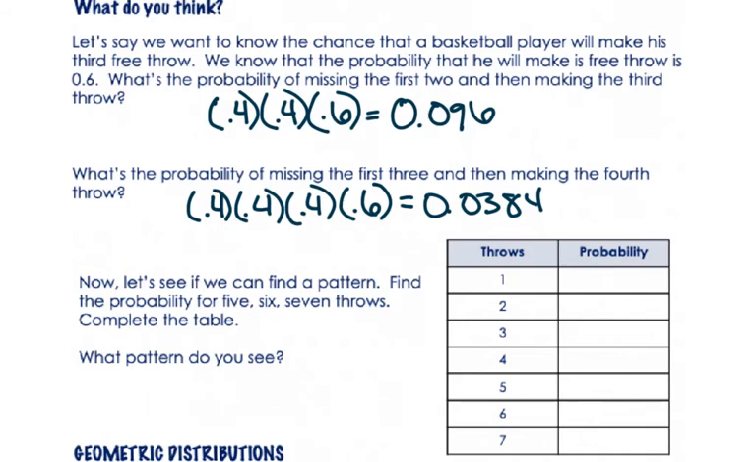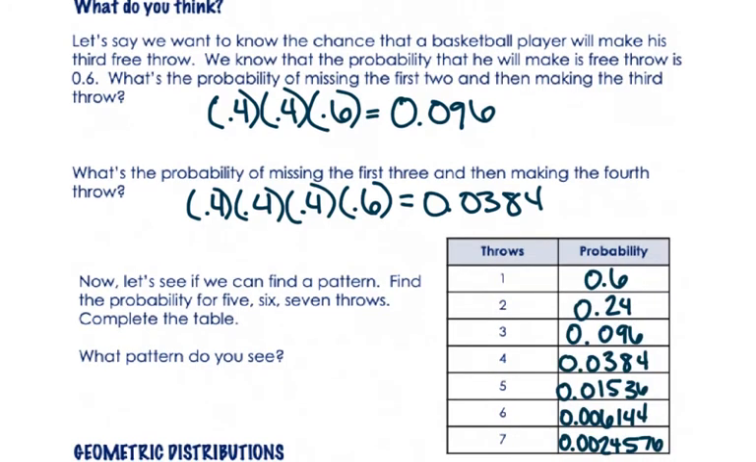So find the probability for 5, 6, 7 throws and then complete the table. So do it exactly like I just did and see if you can complete the table. And then answer this question, what pattern do you see? And there's a lot of different patterns, so you can really just come up with your own answer. But try to fill out the table, pause the video, and actually do it in 1, 2, 3.